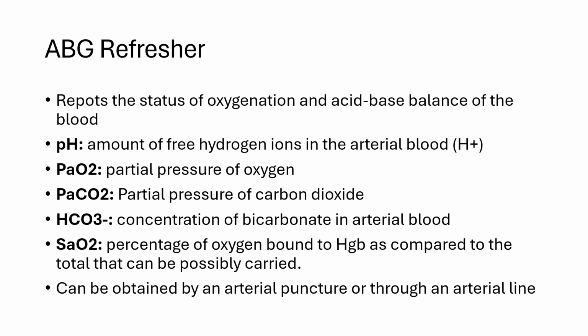So this is just a refresher of ABGs. ABGs report the status of oxygenation and acid-base balance of the blood. pH is the amount of free hydrogen ions. PaO2 is the partial pressure of oxygen. PaCO2 is the partial pressure of carbon dioxide. Your HCO3 is the concentration of bicarb in the arterial blood. Your SaO2 is the percentage of blood bound to hemoglobin, and it can be obtained by an arterial puncture or through an arterial line.